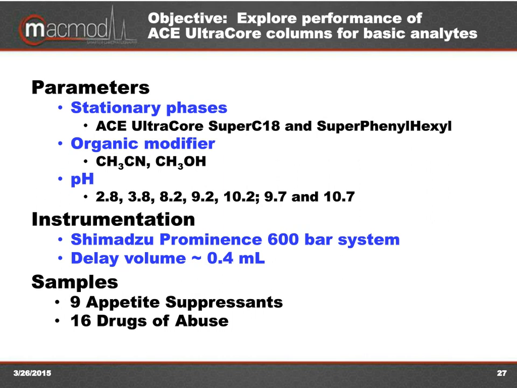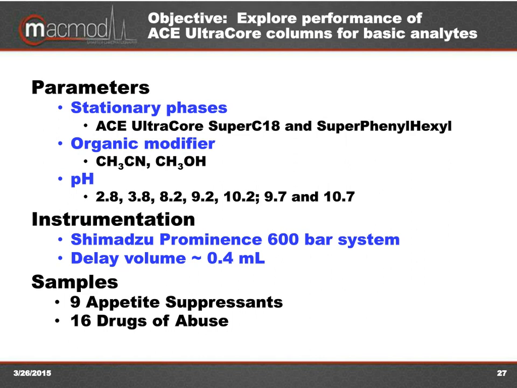I wanted to examine how they performed in both acetonitrile and methanol, and I wanted to look across the pH range, starting with 2.8 and 3.8 at low pH, and then some of the higher pHs surrounding the pKa for ammonia, which is 9.2, so plus or minus 1 pH around the ammonia pKa. Also, in data not shown here, I did some work at intermediate pHs surrounding 10.2 as well.